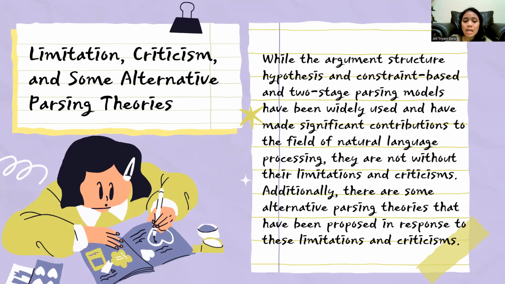And then the last is difficulty with ambiguity. The two-stage parsing models and constraint-based models are not always able to accurately parse ambiguous sentences, since they rely on heuristic and statistical models that may not capture all of the possible interpretations of a sentence.